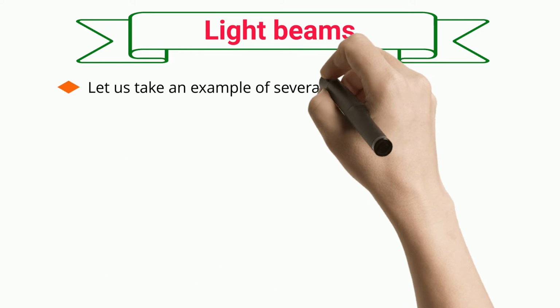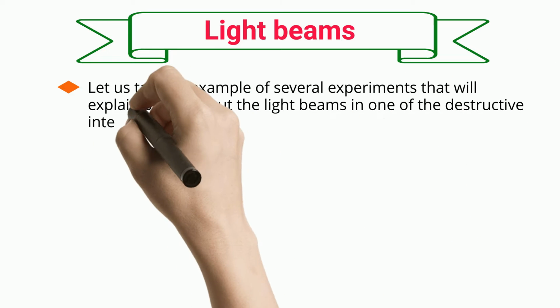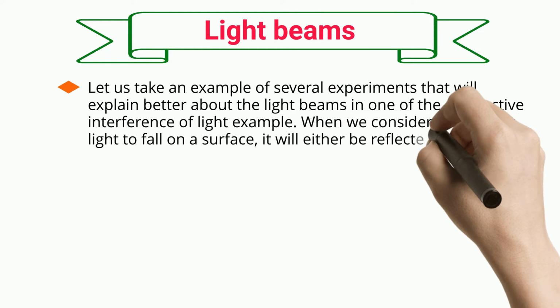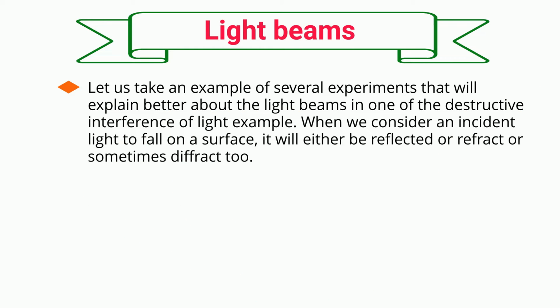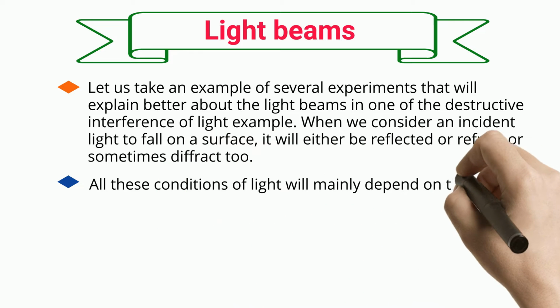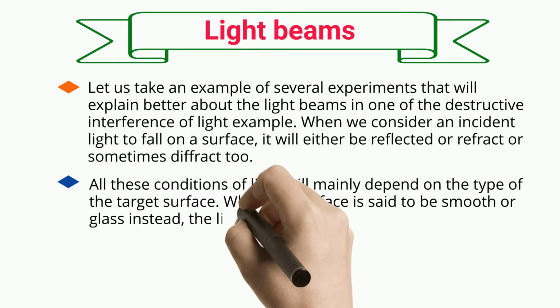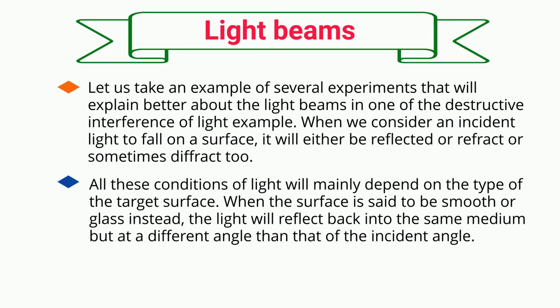Let us take an example of several experiments that will explain better about the light beams in one of the destructive interference of light examples. When we consider an incident light to fall on a surface, it will either be reflected or refracted or sometimes diffracted too. All these conditions of light will mainly depend on the type of the target surface. When the surface is smooth, like glass, the light will reflect back into the same medium but at a different angle than that of the incident angle.